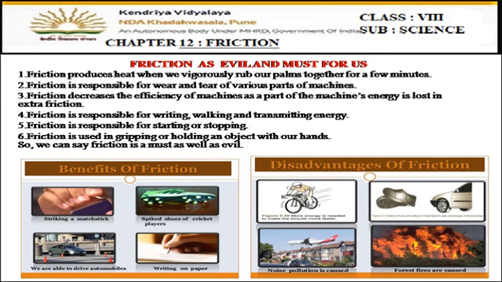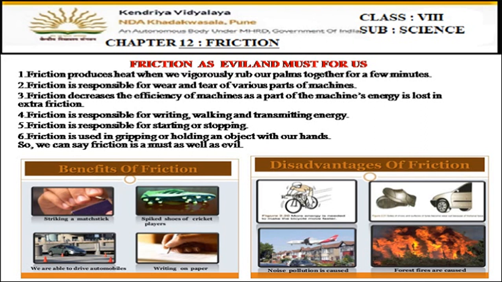The next is friction is responsible for wear and tear of various parts of the machines. If the machine parts are rubbing against each other, then they will get wear and tear. Wear and tear means they will be damaged. So friction is not good for the machines.